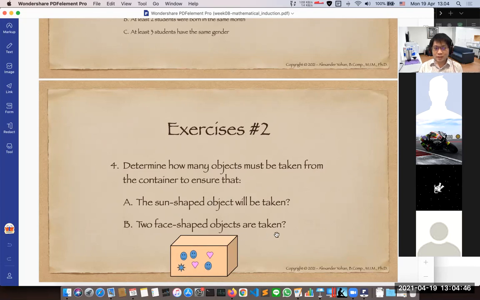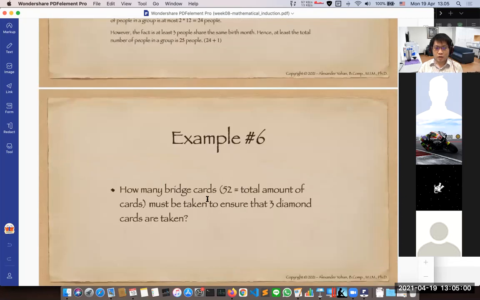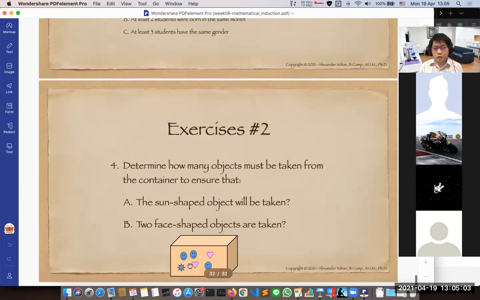So actually it's easy. You see how many objects are in this container, right? We have 7, right? It's similar with the card example here, the bridge card. Since you only want to take one sun-shaped object, and you are not sure what kind of object you will pick out from the box each time, then to really ensure that the sun-shaped object will be taken, you need to take it all one by one, because here you only have one sun-shaped object.